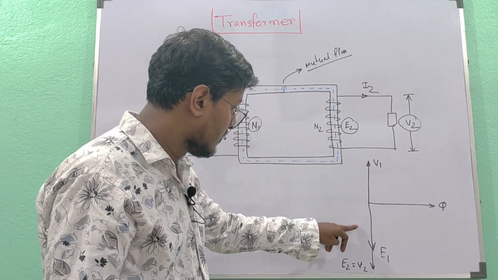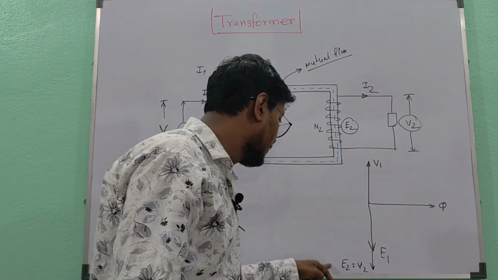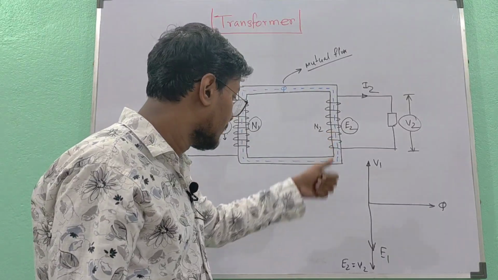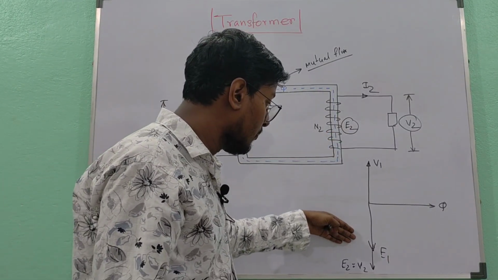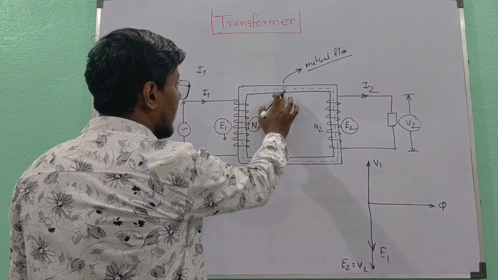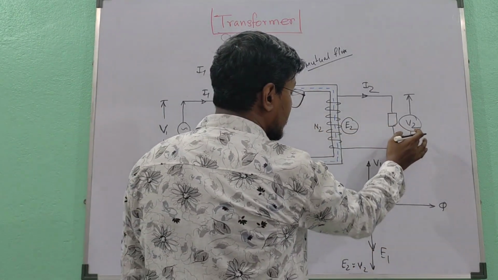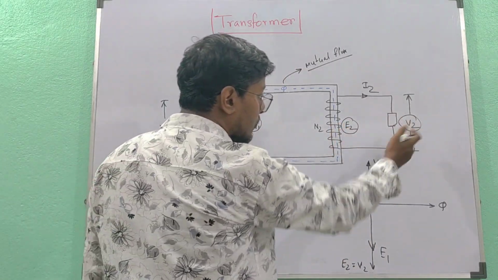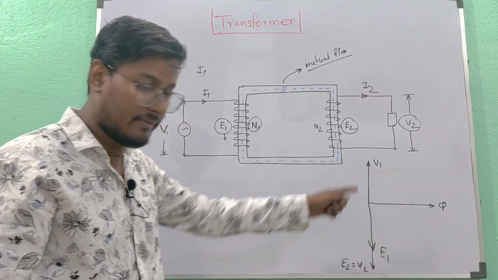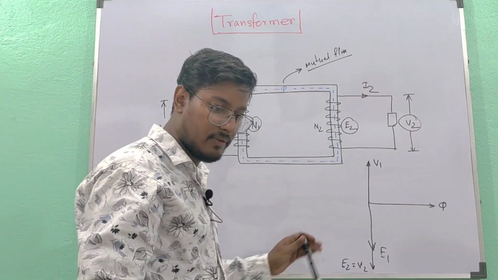So V1 and E1 will be in 180 degree phase opposition, and E1, E2 and V2, that means terminal voltage V2, secondary induced EMF E2 and primary induced EMF E1, all will be in the same phase. As you know, E1 and E2 are produced by the same flux phi, that's why these two are in the same phase, and V2 is obtained from E2, this is the terminal voltage obtained from E2, so it is in the same phase. Only V1 will differ in phase from these three. So this is the simplistic phasor diagram on no load.